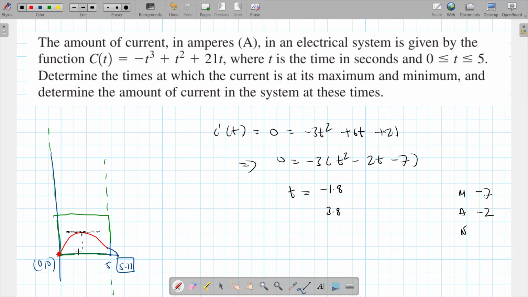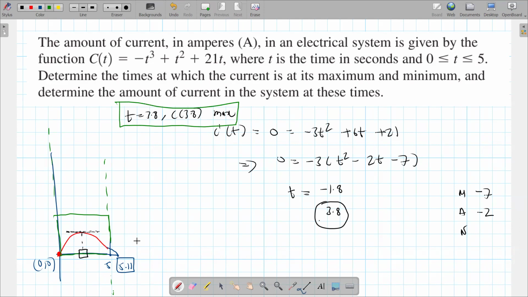What does this x value look like? -1.8 or +3.8? Positive 3.8. There we go. So right here at +3.8, there's a maximum. So when t is 3.8, you can plug in C of 3.8. That's going to be the maximum. That one was obvious because there's a turning point there, so the slope would be 0.